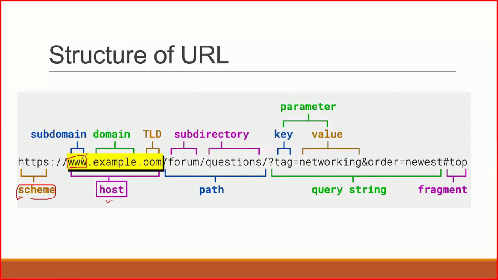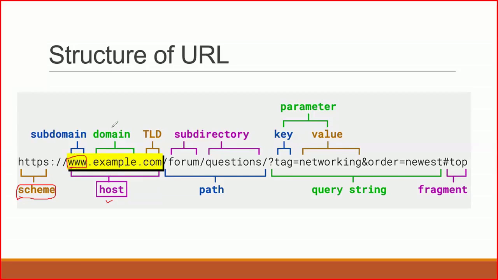Some of the other subdomains apart from www are, for example, blog. Whenever you are trying to visit some blog, or some offers kind of page, you are going to see blog dot some website name, or offers dot some website name. Those are nothing but your subdomains here.